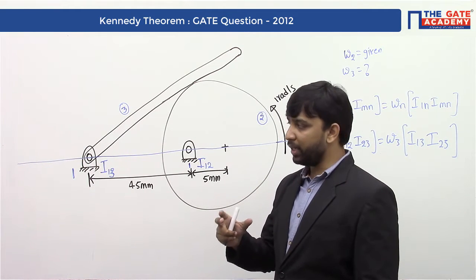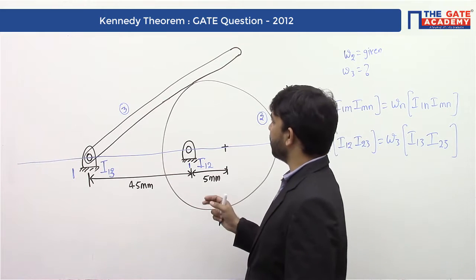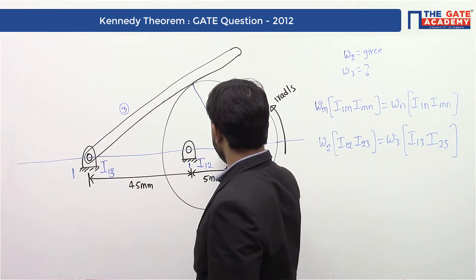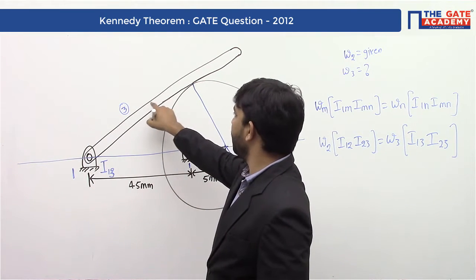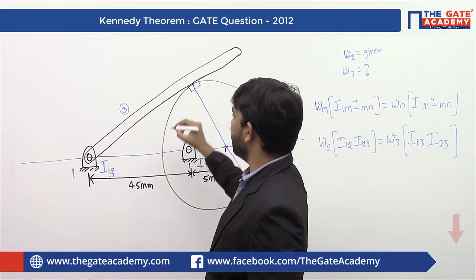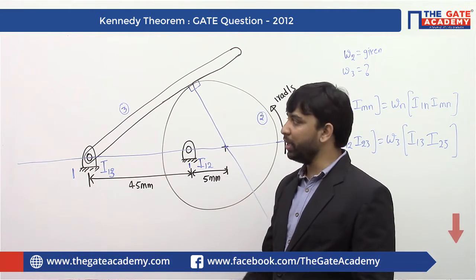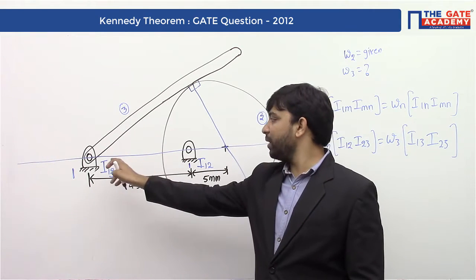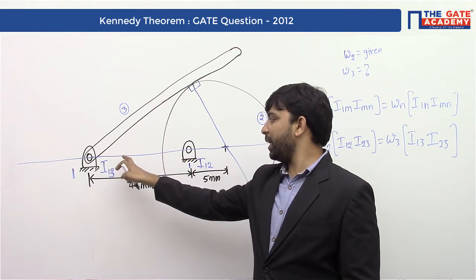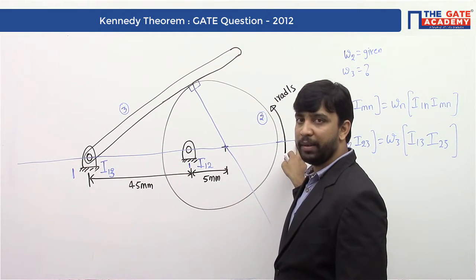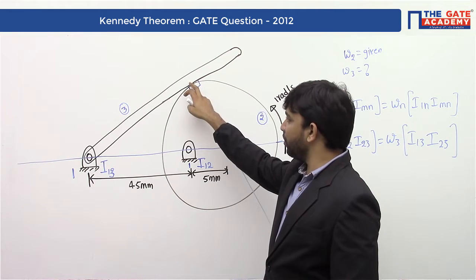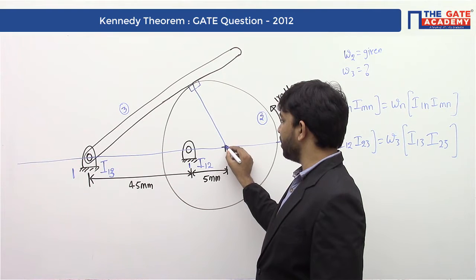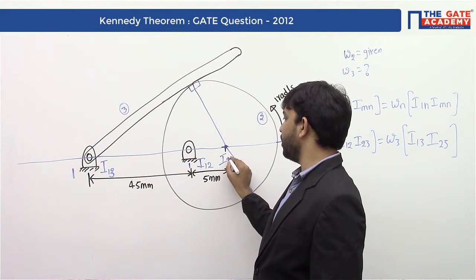For any general higher pair, the instantaneous center of rotation will lie somewhere along the common normal at the point of contact. Here 2 and 3 are forming a higher pair, so the instantaneous center of rotation for links 2 and 3 will lie somewhere along this common normal. And according to the Aronhold-Kennedy theorem, the 3 centers must be collinear, therefore it should lie on this line. This point is common for both the lines, so I2,3 is going to lie here.